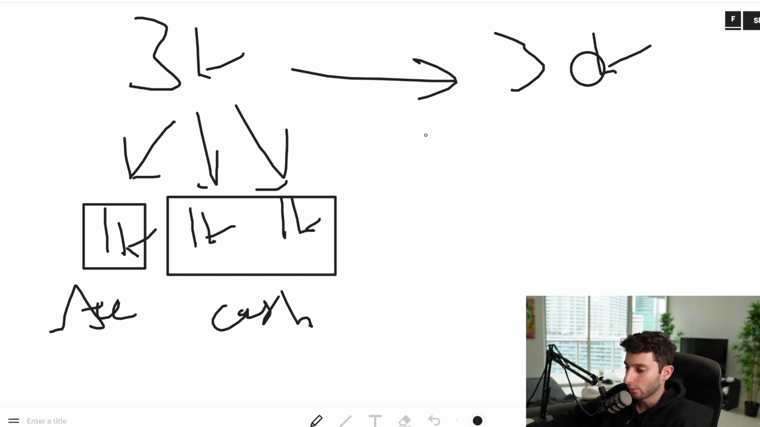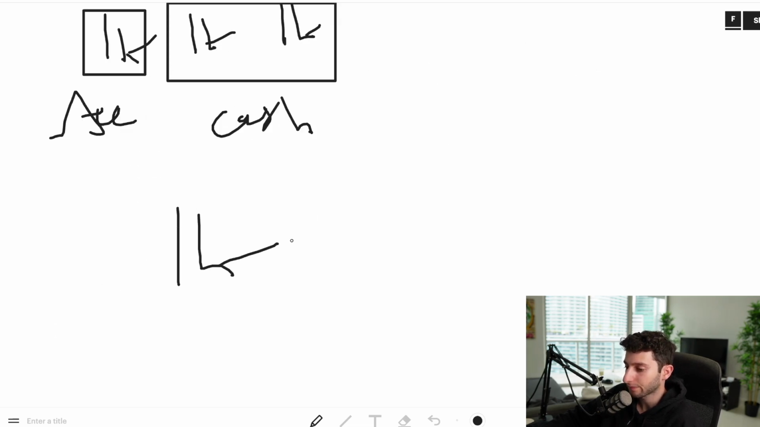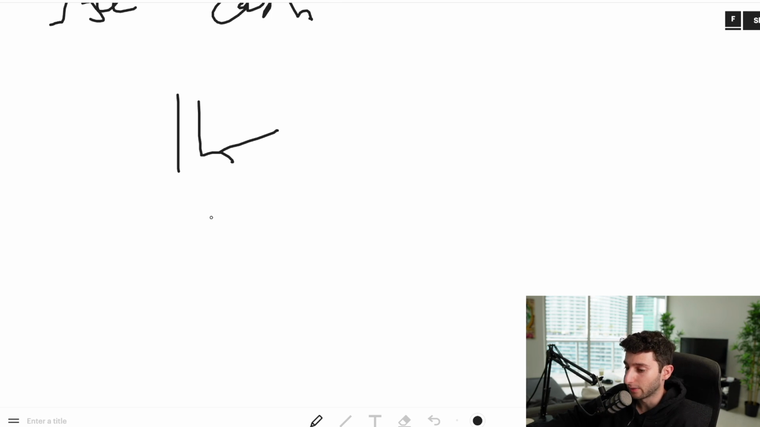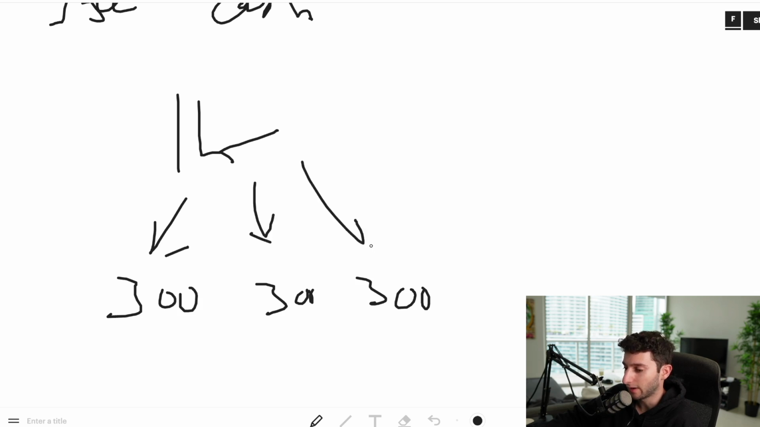But essentially, here's how it works. You have your 1K. What I like to do is divide it again by another 3. So we'll go 300, 300, 300. Now you keep this in the account. You don't have to take it out. You can keep it in your Robinhood, any brokerage, doesn't matter. What I do is I give myself 3 trades.